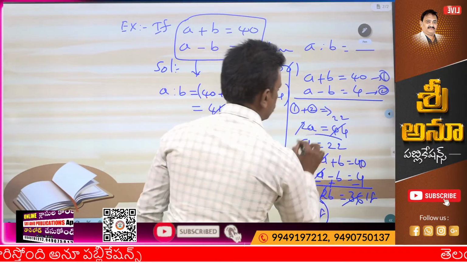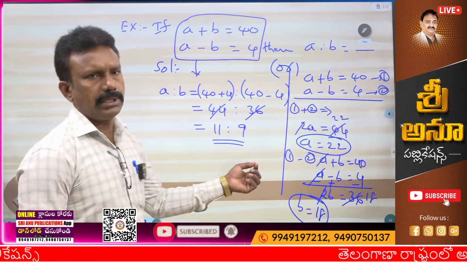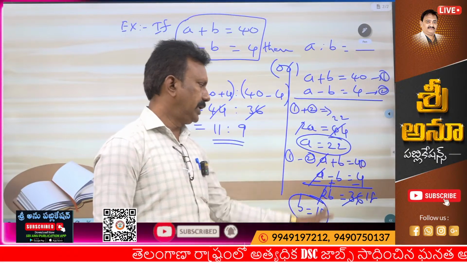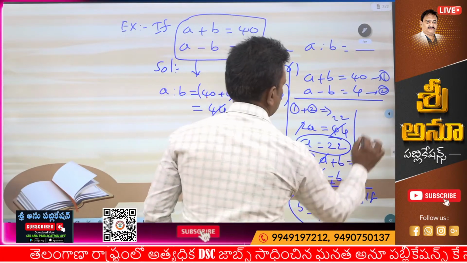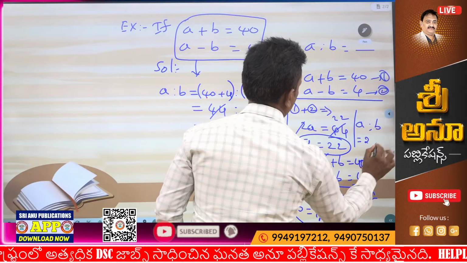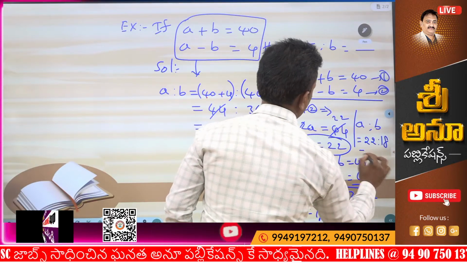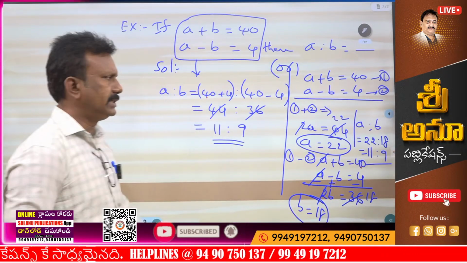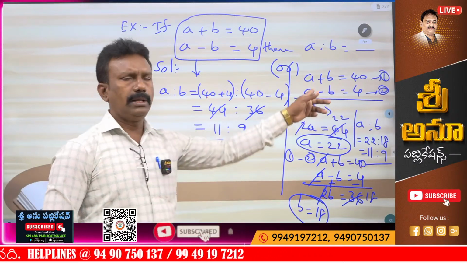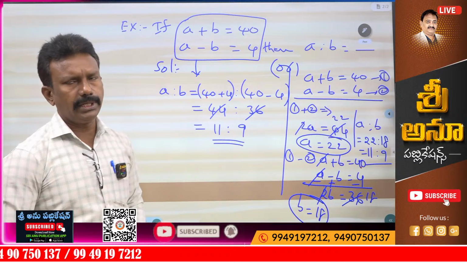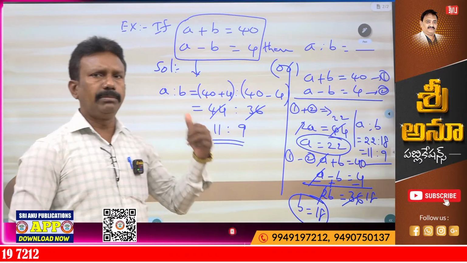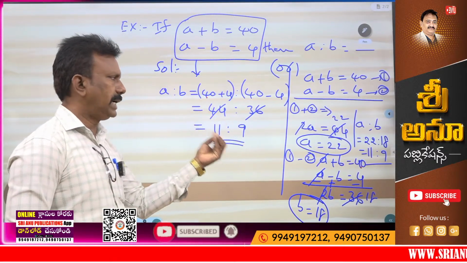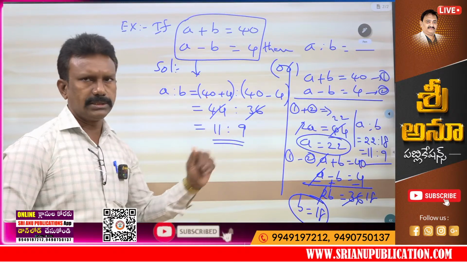The original values are a is 22 and b is 18. We can write the ratio a is to b equal to 22 is to 18. That is 11 twos and 9 twos. So the answer is 11 is to 9. We are getting the same answer by the shortcut method or the complete solving method. Any method we get the same result. It's a very important one. Remember that we are following a shortcut method. Better to write only shortcuts in objective examinations.